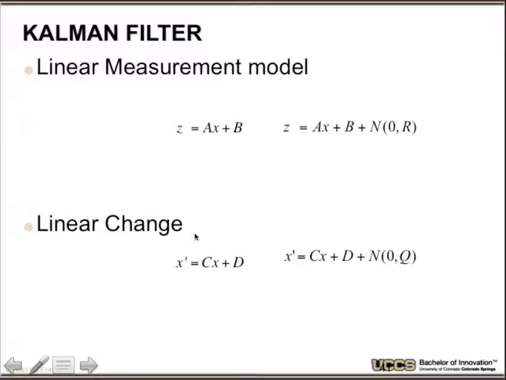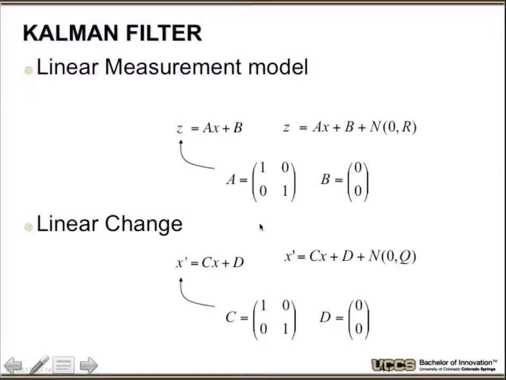And our linear change in state, then our errors are going to look like, again, some linear model times our current state plus some d, which effectively is trying to handle where we're going to go with the noise. And we can fill in some simple state models. If nothing changes, then A is just the identity matrix and B is 0. C is the identity matrix and D is 0. That's assuming nothing is changing.